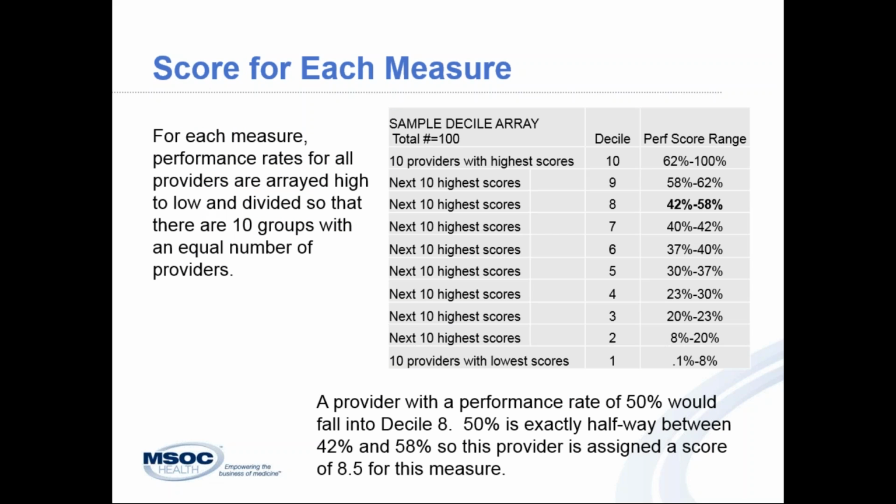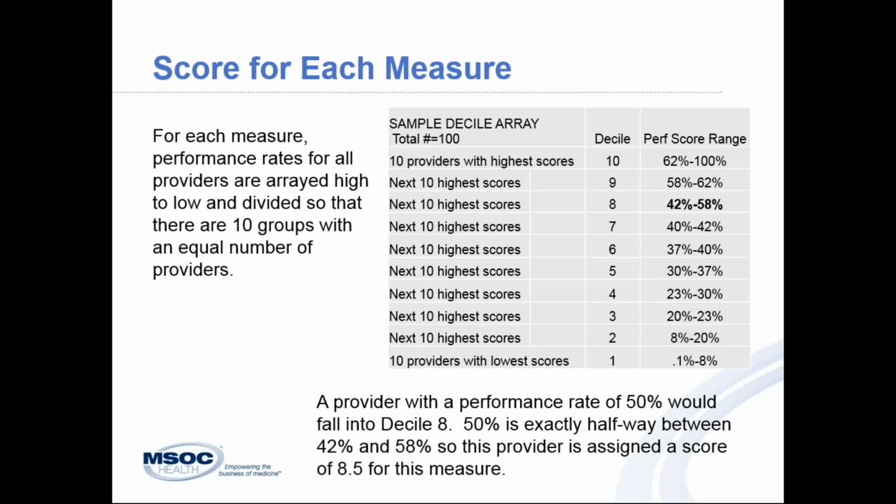What percent of your patients did you do the quality activity on? That's the performance score. They're going to lay out the scores they get from every provider who reports that measure, or group, if you report as a group. And they're going to array those going from the highest to the lowest, or the lowest to the highest, and then they're going to divide them into 10.